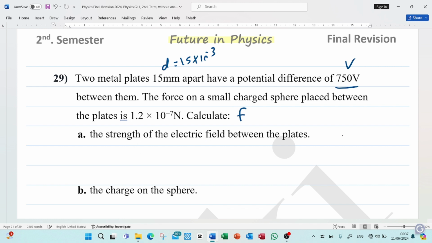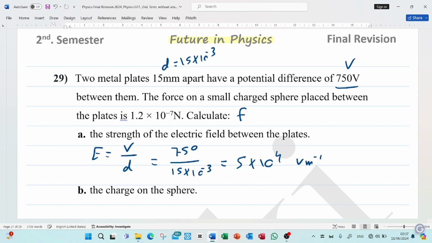Which formula joins V and the electric field? E equals V over D. Then the electric field strength here: V is 750 divided by D in meter, 15 times 10 to the power negative 3. The answer is 5 times 10 to the power 4 volt per meter.